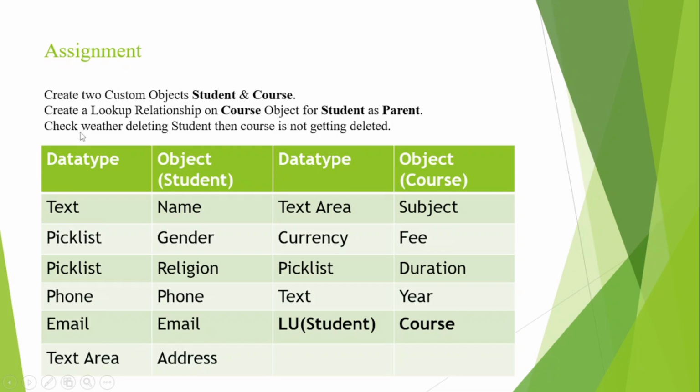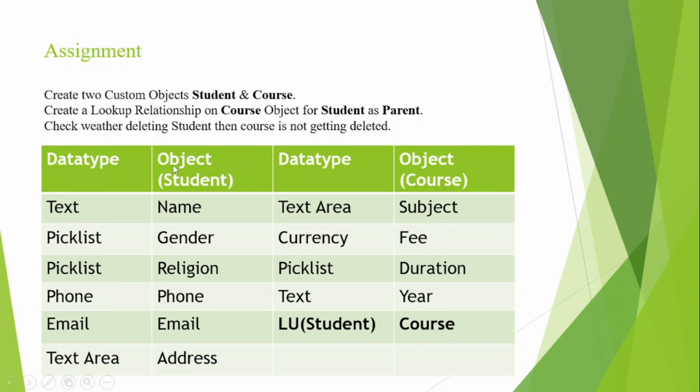And also check whether deleting a student record, the course is not getting deleted. Yesterday we had deleted the parent record and automatically the child record was getting deleted. So check here also, if you are deleting the parent record, whether the child record is getting deleted or not.